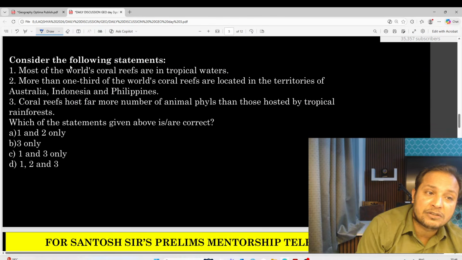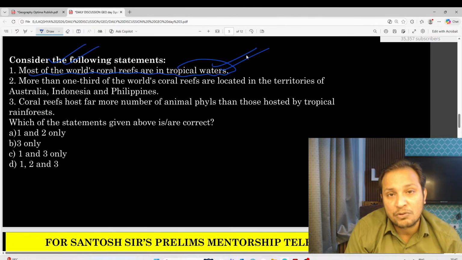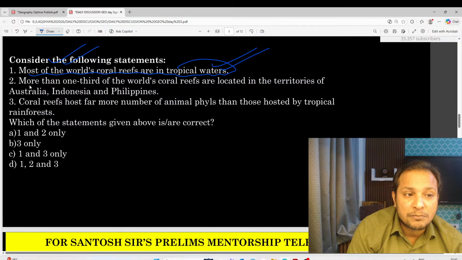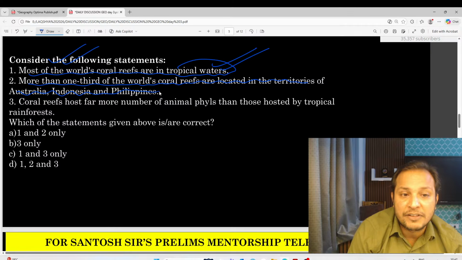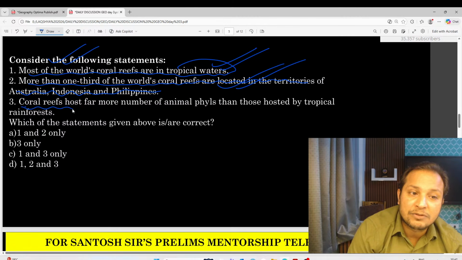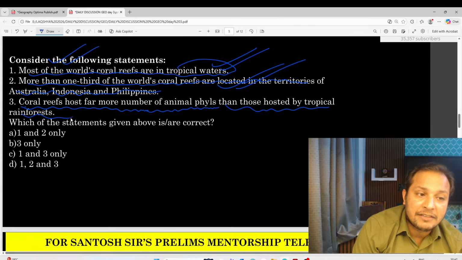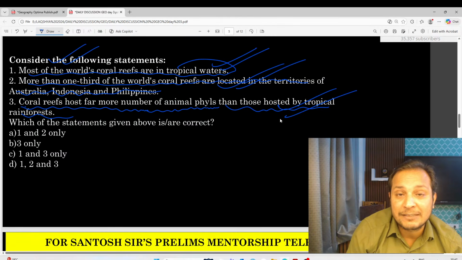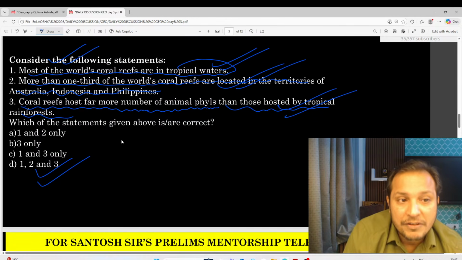This is another question on coral reefs. Consider the following statements. Most of the coral reefs are in the tropical waters. Yes, this is correct. More than one-third of the coral reefs are located in territories of Australia, Indonesia, and Philippines. This is also correct. Third statement: coral reefs host more animal phyla than the tropical rainforest. This is also correct. Coral reef biodiversity is very high. So the answer is what? 1, 2 and 3.